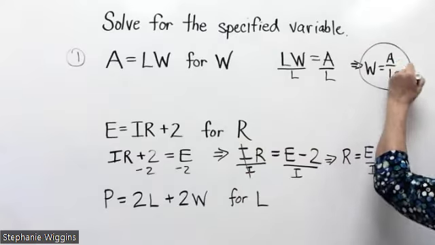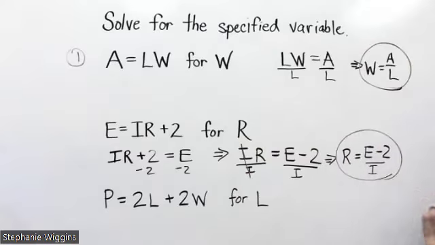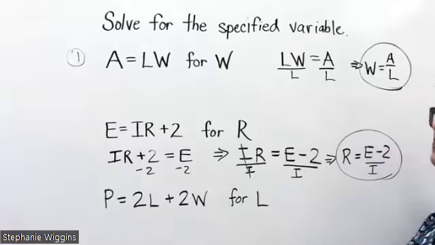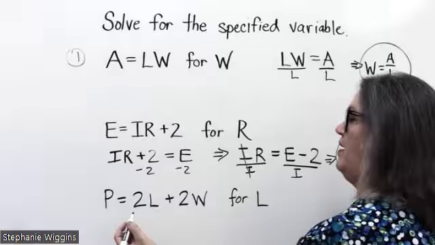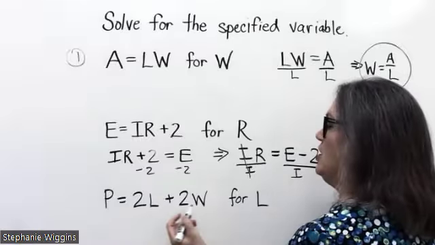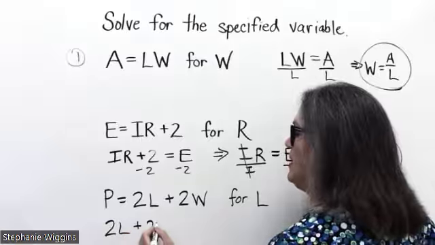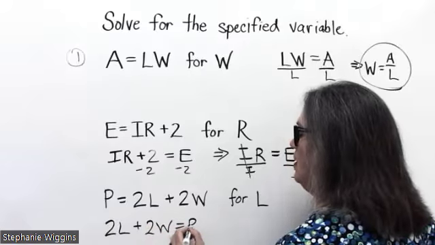Okay, so I've solved for W, I've solved for R. Now here I'm going to solve for L. And so again, I want L on the left-hand side. That's just my personal preference. I like to have the things I'm solving for on the left. So I'm just going to go ahead and switch the sides of the equation.